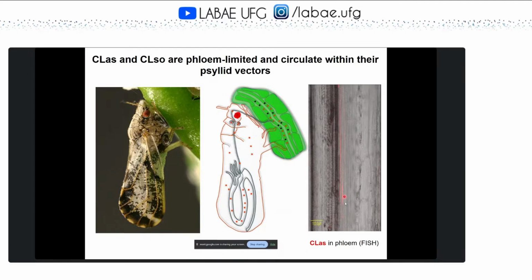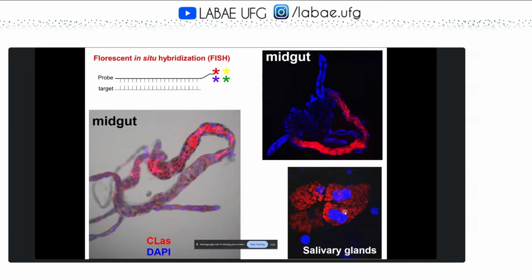Now, one of the first things we started doing when we looked at this system is looking at how Liberibacter is localizing in the gut. When we did those first experiments, you can see that Liberibacter is in red, and this is Liberibacter asiaticus that causes citrus greening. This work was done in Michelle Cilia's lab at Cornell University.